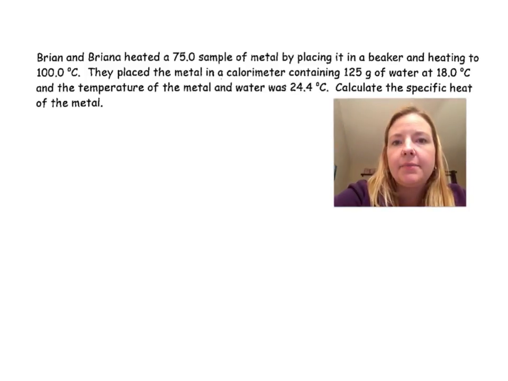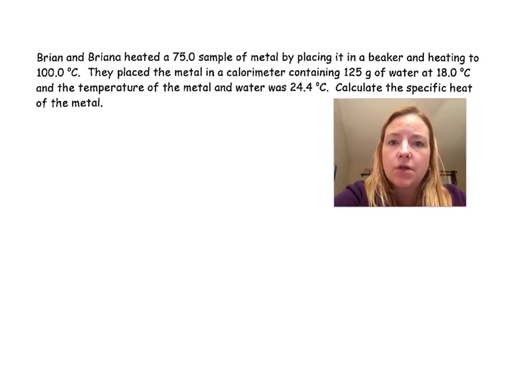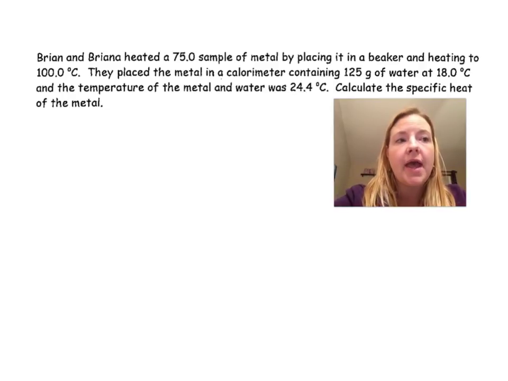In this video, I am going to show you how to set up and solve for a specific heat problem. So let's read the problem first. Brian and Brianna heated a 75.0 gram sample of metal by placing it in a beaker and heating to 100 degrees Celsius. They placed the metal in a calorimeter containing 125 grams of water at 18 degrees Celsius, and the temperature of the metal and water was 24.4 degrees Celsius. Calculate the specific heat of the metal.